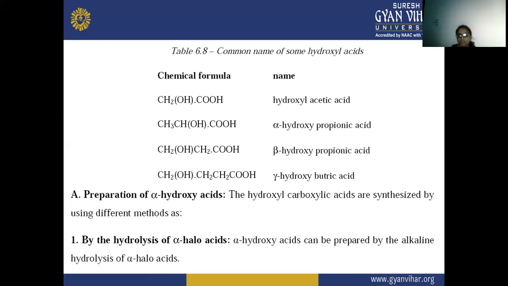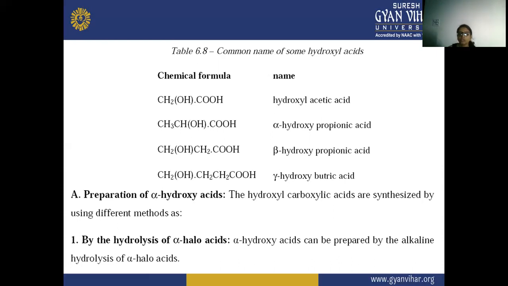Next, you can see here that this OH group is attached to the beta position. So this is known as beta hydroxy propanoic acid. Its name is beta hydroxy propanoic acid.